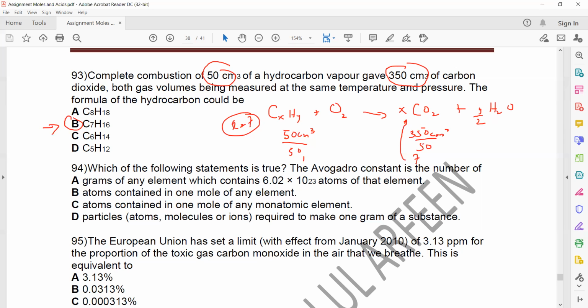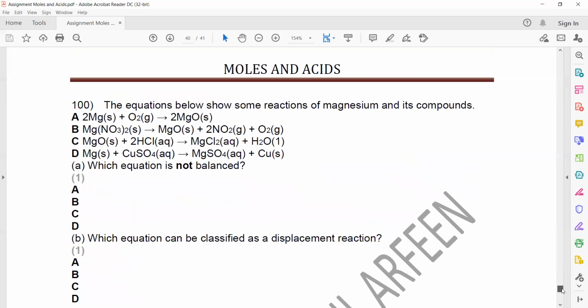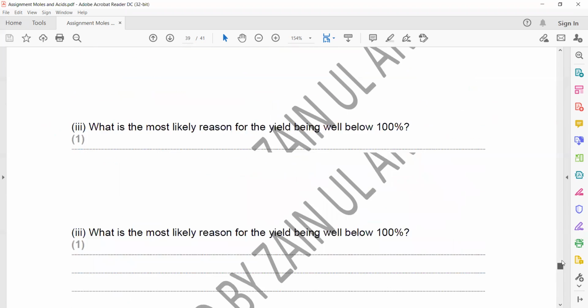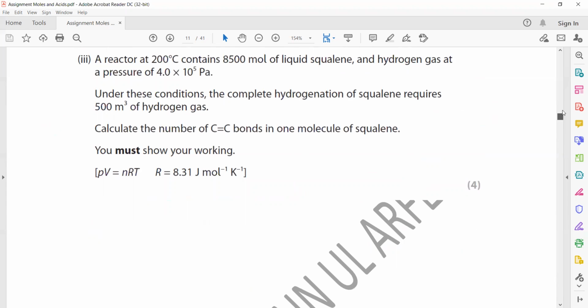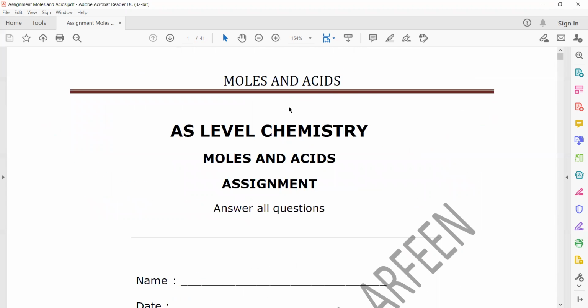So these are the doubts related to the topic. Any other question? If you have a doubt or I missed something, you can just let me know. Any other question or doubt related to this exercise? That is about the moles and acids.